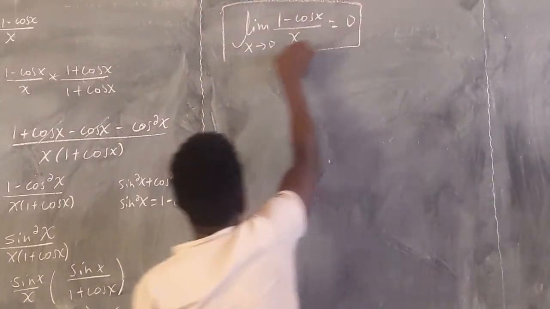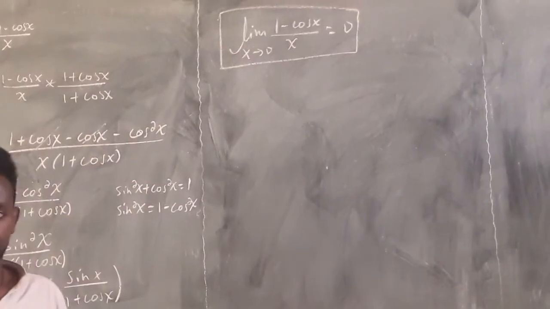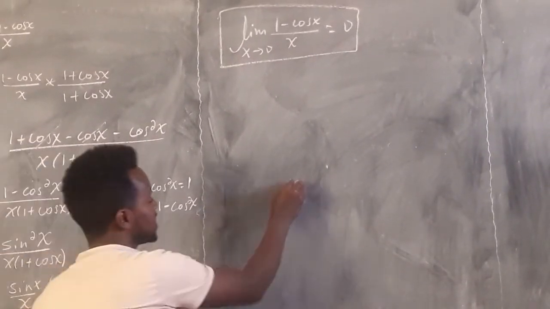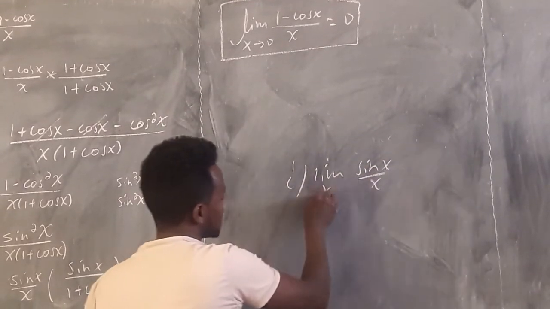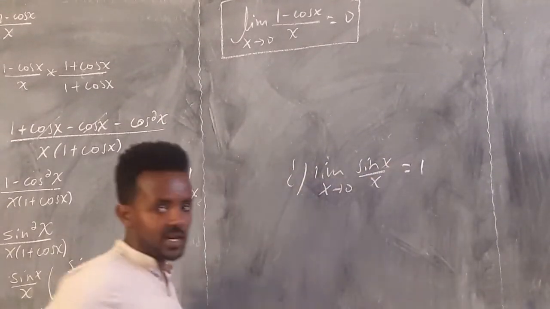This is the third theorem. So we already proved that the limit of sin x over x as x approaches 0 is 1.